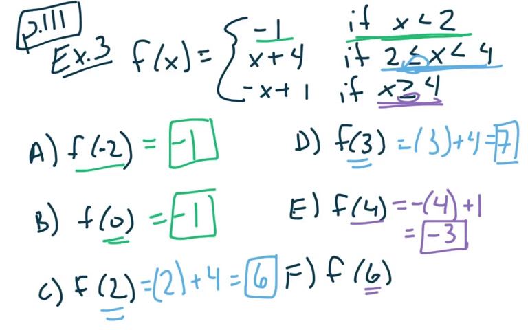And then 6 also falls in the bottom one because it's greater than 4. But again, be careful with the negative sign. So we get negative 6 plus 1, which is negative 5. I'm going to stop this video for the last 2 examples and do a second video.